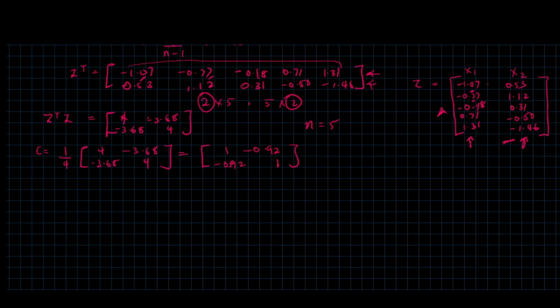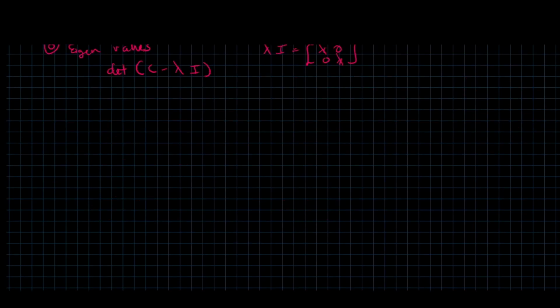Now the next thing we need to do is find our eigenvalues. To find our eigenvalues, we're going to take the determinant of C minus lambda I. In this case, I is an identity matrix given like this, and if you multiply lambda into this, it simply makes this lambda, makes this lambda. Lambda times 0 is nothing.